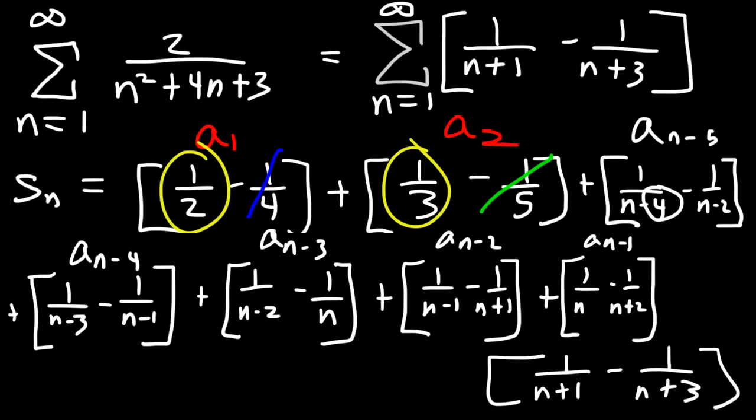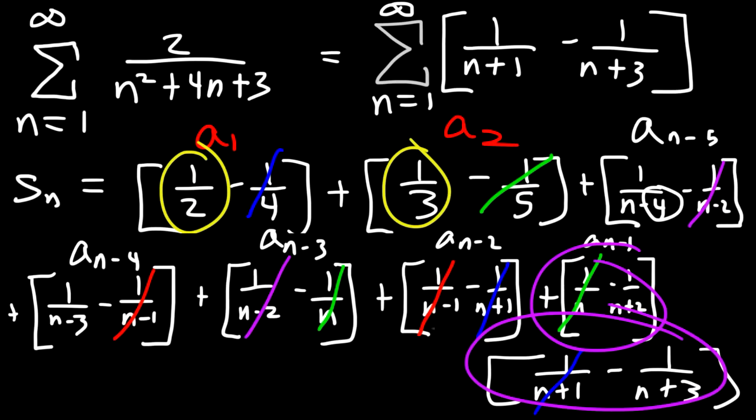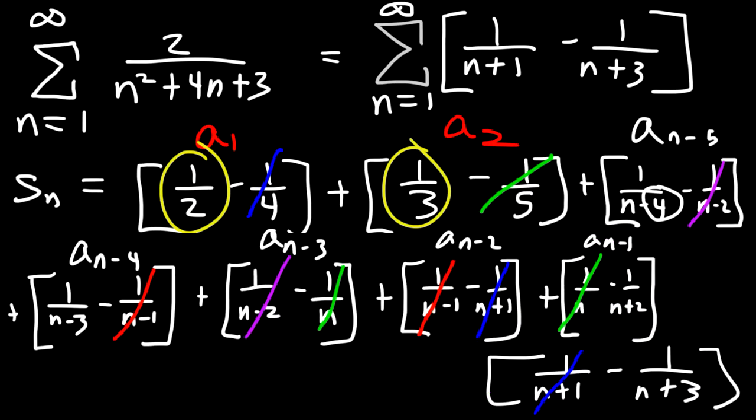Now, notice what can be canceled. So we can cancel 1 over n plus 1 and -1 over n plus 1. What else can we cancel? So we can cancel 1 over n minus 1 and -1 over n minus 1. Also, we can cancel 1 over n, and we can cancel 1 over n minus 2. So everything to the left of these two terms, the last two terms, can be canceled.